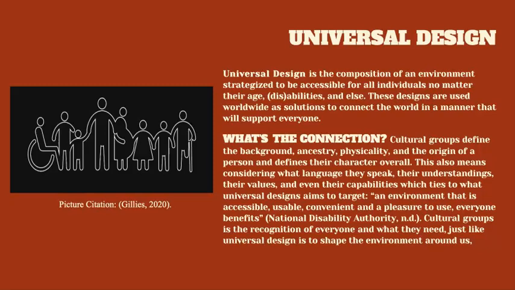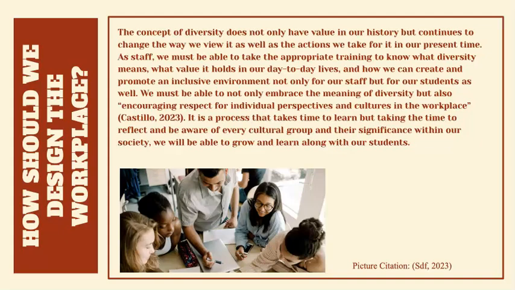So what's the connection? Culture groups define the background, ancestry, physicality, and the origin of the person and identifies their character overall. This also means considering what language they speak, their understandings, their values, and even their capabilities, which ties to what universal designs aim to target: an environment that is accessible, usable, convenient, and a pleasure to use. Everyone benefits. Culture groups is the recognition of everyone and what they need, just like universal design is to shape the environment around us. Now, how should we design the workplace itself?